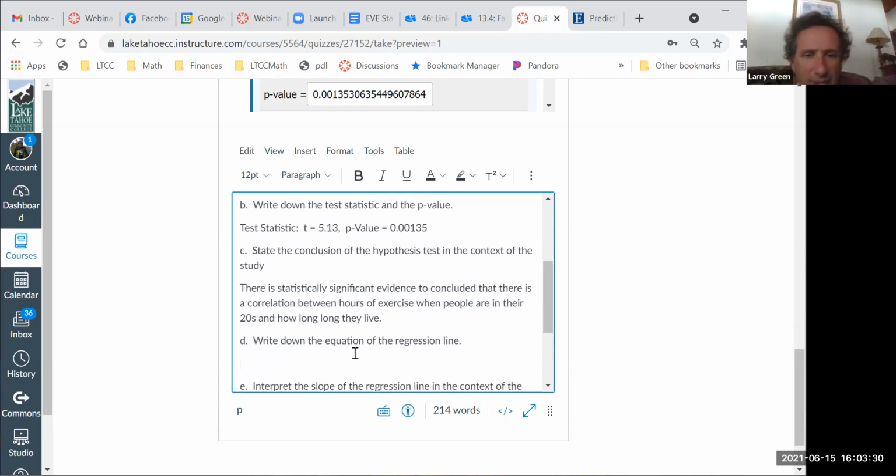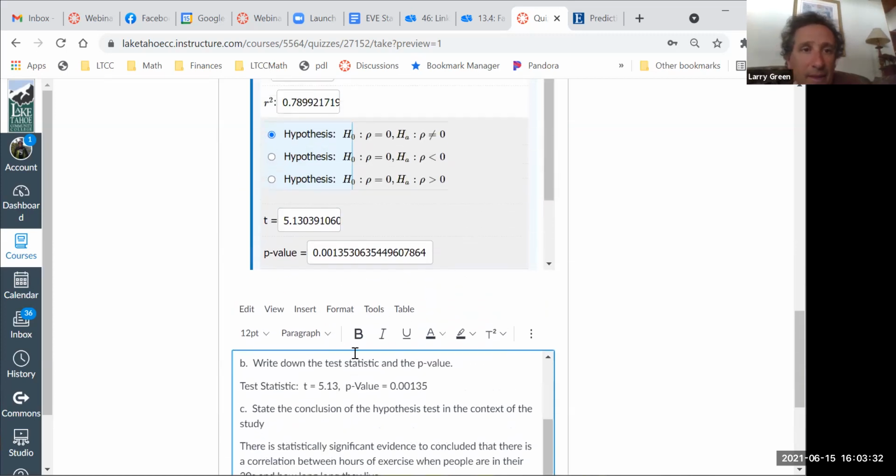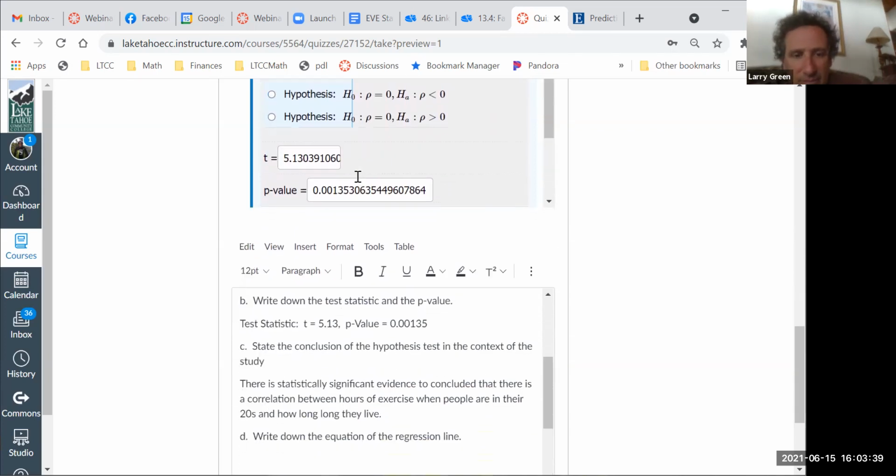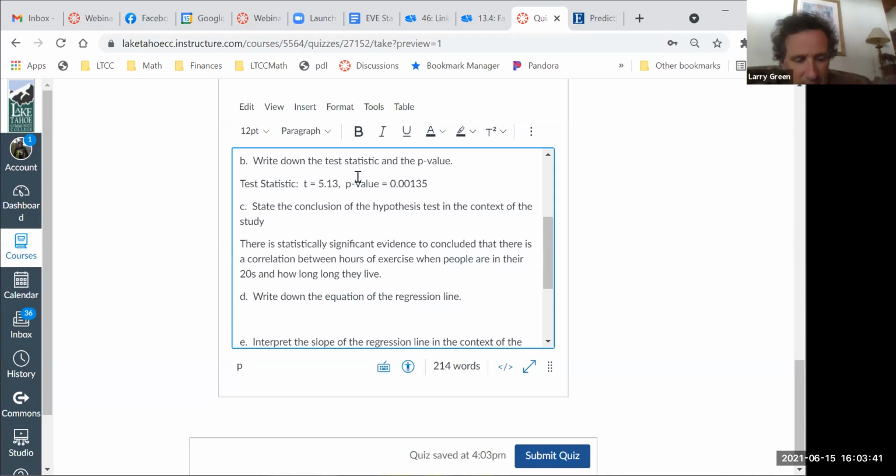Part D is write down the equation of the regression line. So that literally is right here. I'm going to copy and paste it. That's the easiest way to write it down. And technically, it's y hat. I'll just put a little hat there. Even if you use the equation editor, the hat can be done, but it's really hard to put in the equation editor. You have to understand LaTeX, and I'm not going there. Any questions on part D?